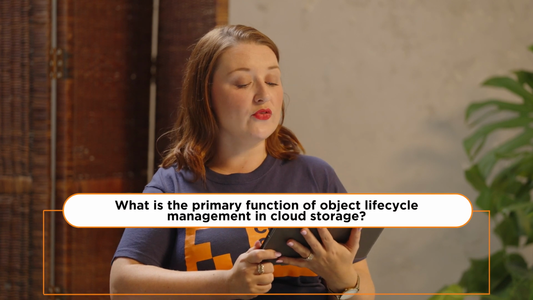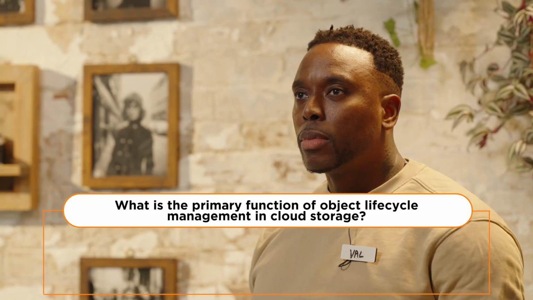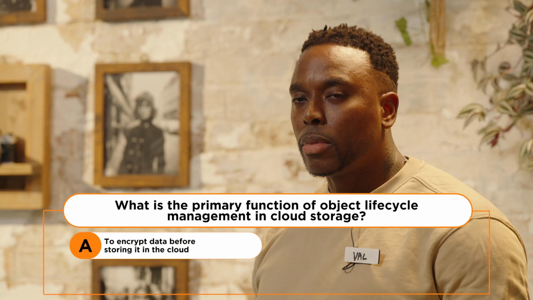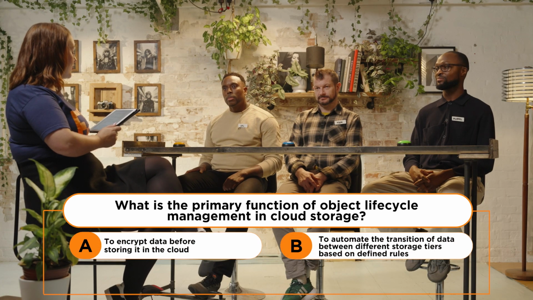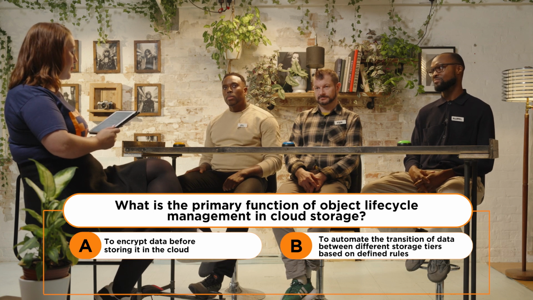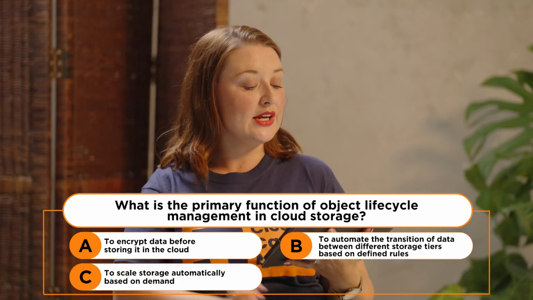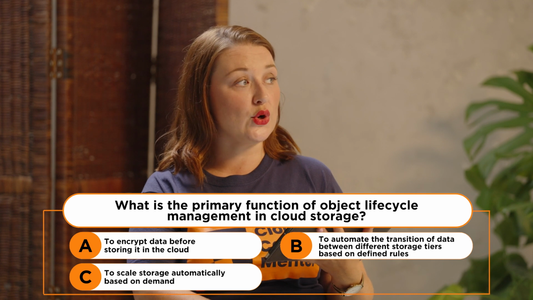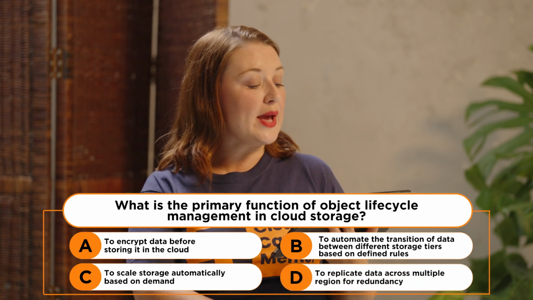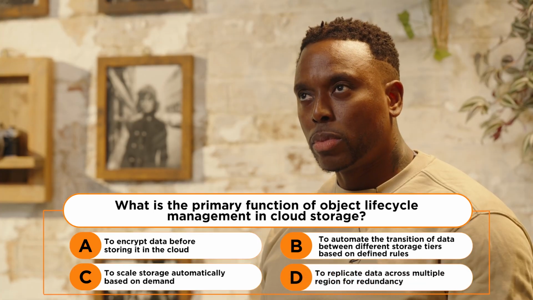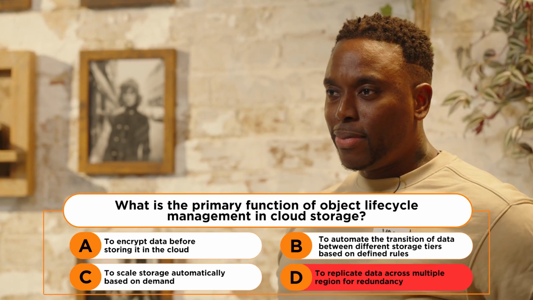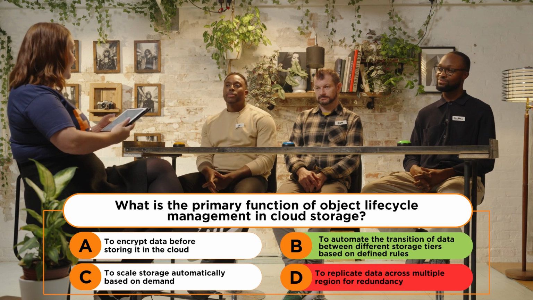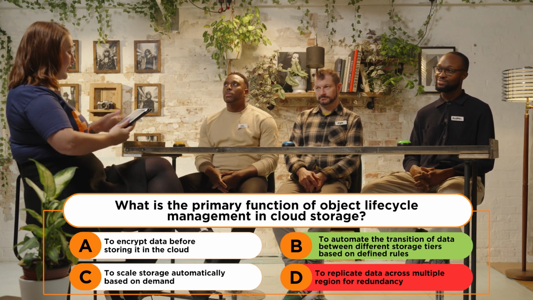On to question 2. What is the primary function of object lifecycle management in cloud storage? Is it A, to encrypt data before storing it in the cloud? B, to automate the transition of data between storage tiers based on defined rules? C, to scale storage automatically based on demand? Or D, to replicate data across multiple regions for redundancy? D. Incorrect. It was, in fact, B. So D, replication is separate from object lifecycle management.